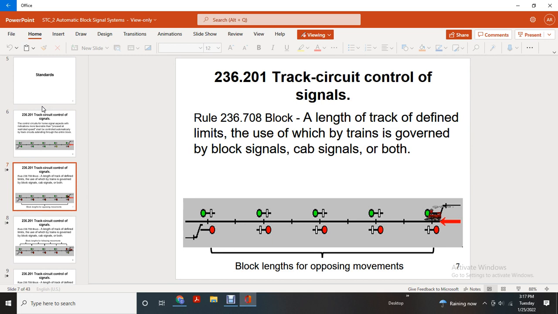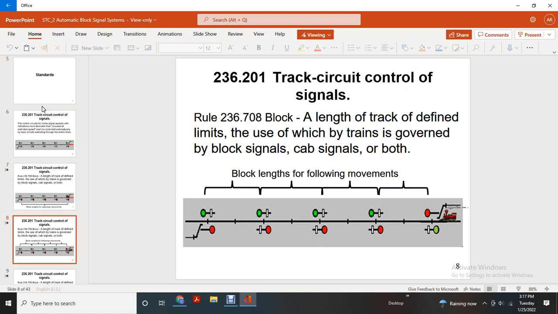236.708, block. A length of track defined and limited, for the use of which the train is governed by block signals, cab signals, or both. Block lengths are for opposing movements and following movements.